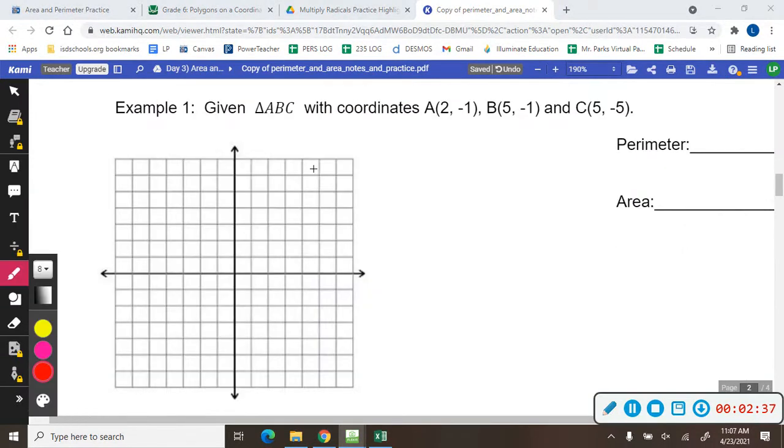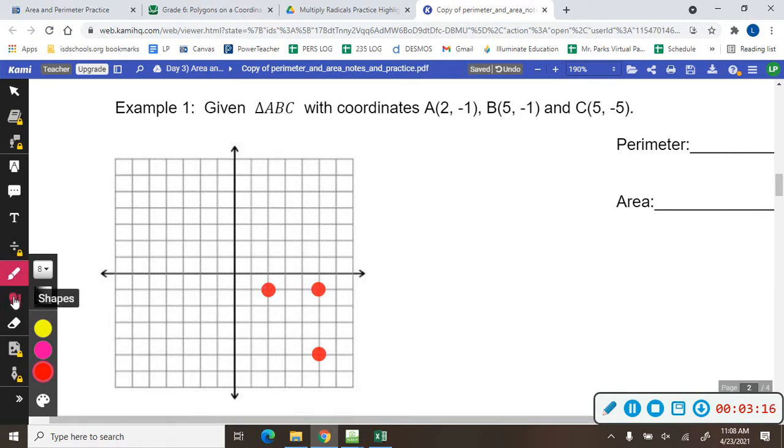So, first example, let's say you have a triangle. How do I know it's a triangle? The symbol says triangle. And we have A, B, C, and these are the coordinates. So first thing I need to know is how to plot coordinates. So A is at 2, -1. That'd be right here. There's A. B is at 5, -1. 1, 2, 3, 4, 5, -1. And C is at 5, -5. 1, 2, 3, 4, 5. And technically I should label this A, label that B, label that C.